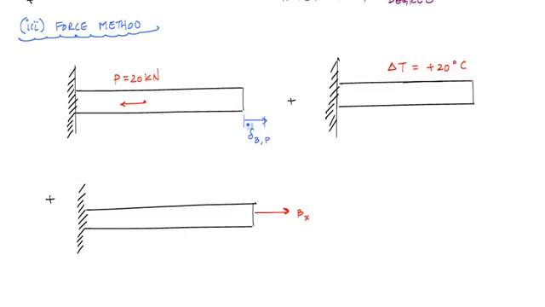And then here with this temperature change, I also get a deformation here. I'm going to again assume an elongation. And I'll say the deformation at B due to the temperature.